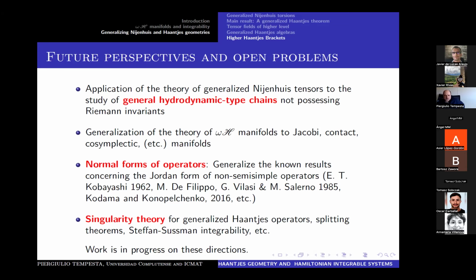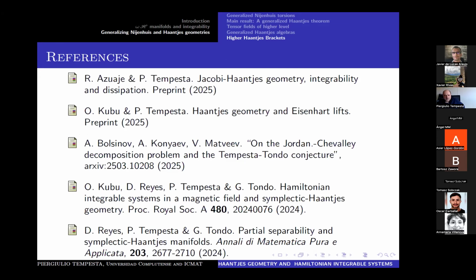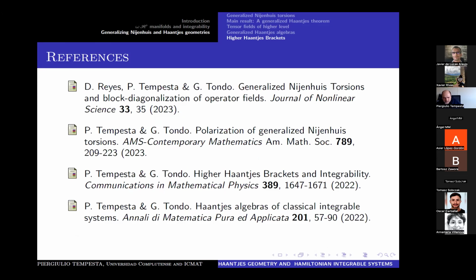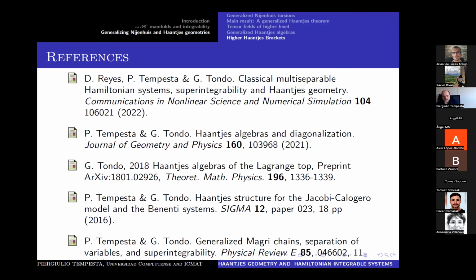And then, of course, one can think about Stefan-Sussmann integrability to generalize all this picture, for instance, dropping regularity conditions, and so on and so forth. All this is somehow work in progress. Then here are some references concerning recent preprints on these extensions of Haantjes geometry, in collaboration with Rafael Zuache and Andre Kugu. But okay, there are also some papers that were already quoted in this seminar.